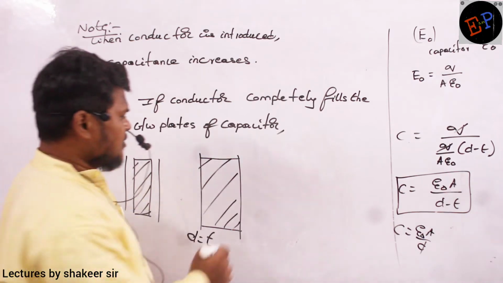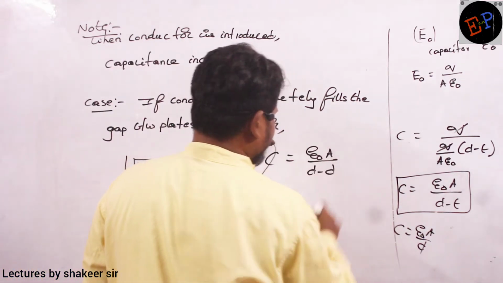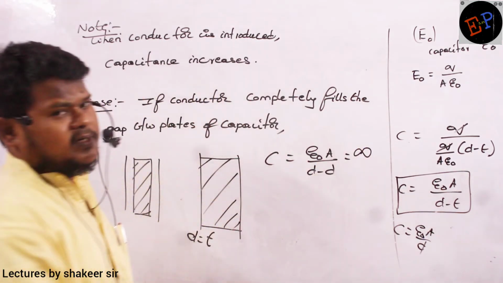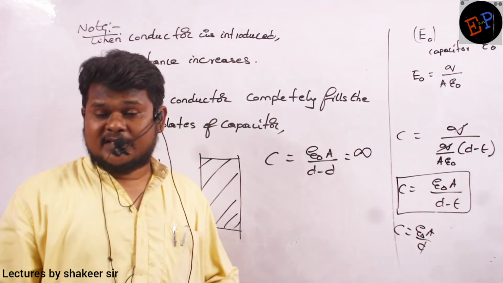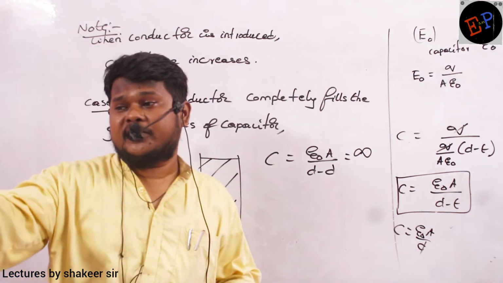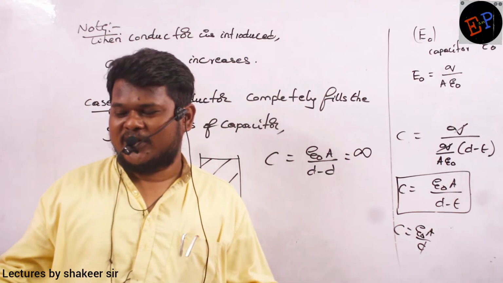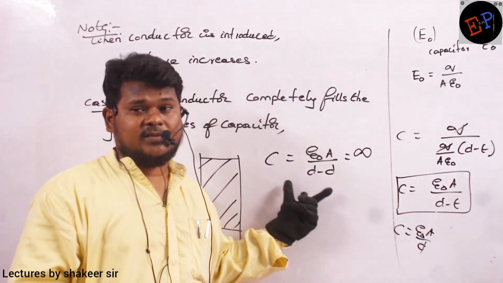So therefore, how can I write the equation there? Epsilon naught A divided by D minus D. So how much will it be? It will be infinite. So infinite means what? Infinite means capacitance will increase to a very, very large value. Theoretically. Practically, it is not possible to make the capacitance of any body infinite, but theoretically, capacitance will become very large. That is the meaning of this.